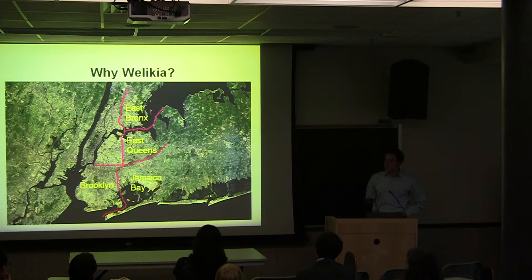The science that drives this process is called landscape ecology. Landscape ecology is the study of how different ecosystems combine together to form a habitat for plants and animals. Our goal in the Welikia project is to build a digital version of New York City's original ecological landscape, layer by layer, specifically the ecological landscapes of East Queens, East Bronx, Jamaica Bay, and Brooklyn. We'll now hear more about the methods we use to go about recreating these areas.